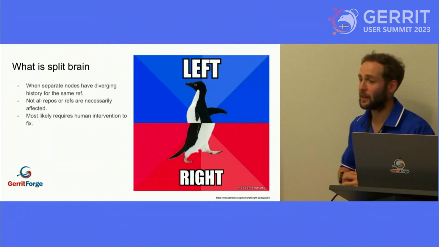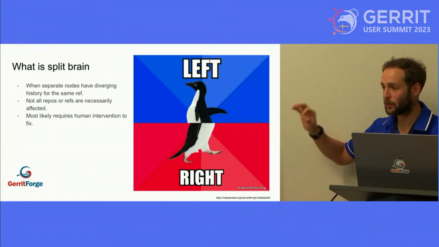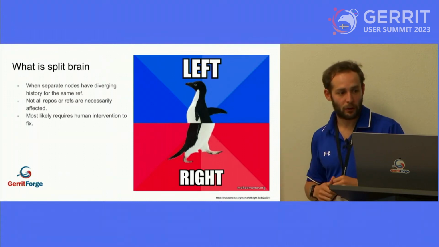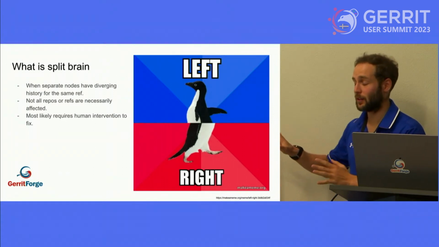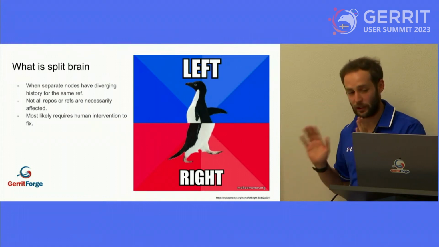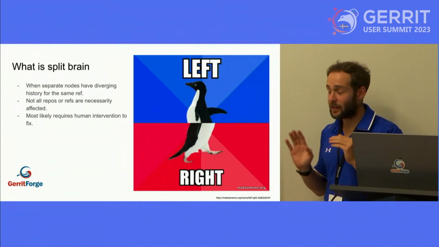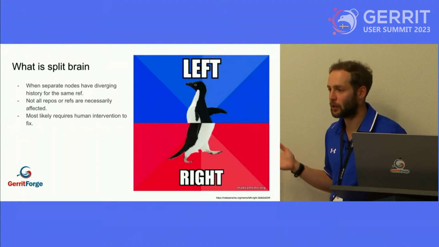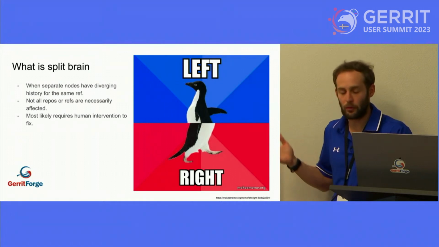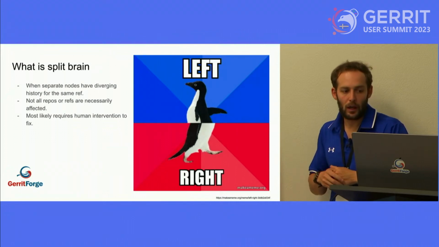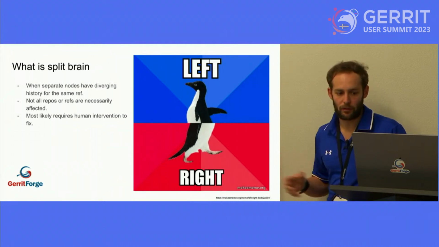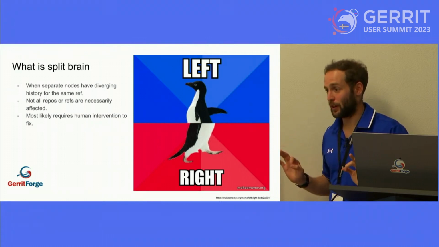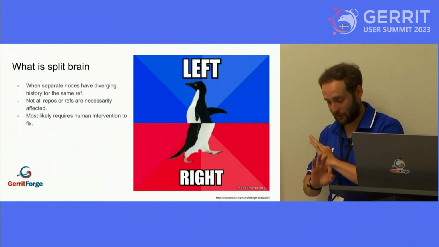So this is what we define as a split brain. It's really important to know what a split brain is and what isn't a split brain. A split brain is exactly this scenario. You have two nodes with diverging history. It doesn't affect all repos. It could be that one repo is out of sync. Doesn't mean that you can't work on all the other repos or even the other refs. And it requires human intervention. This is the only scenario of a split brain.